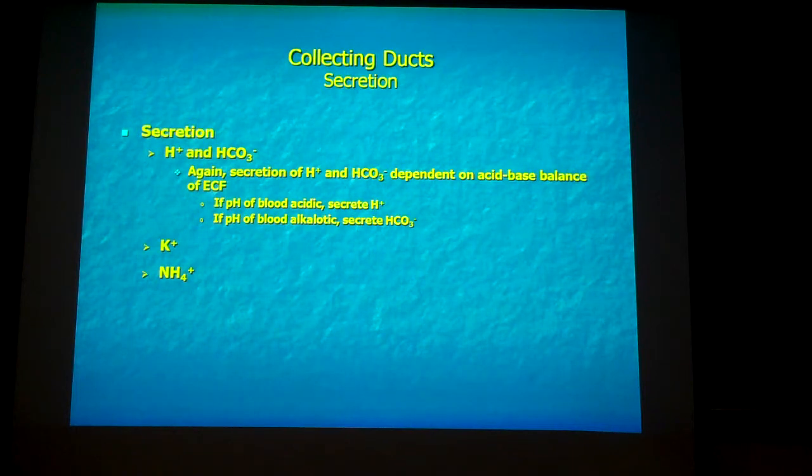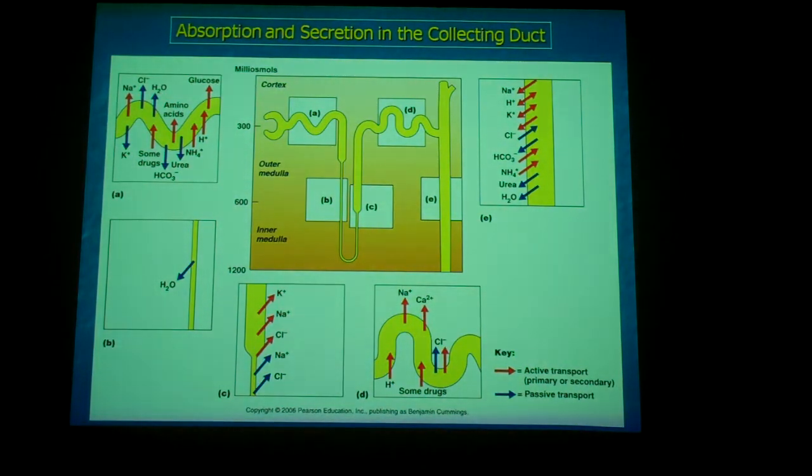All right, secretion. The kidneys, the collecting ducts now not only can reabsorb, but they can secrete. So we said that they can reabsorb hydrogen or bicarbonate depending on the pH of extracellular fluid. They can also secrete hydrogen and bicarbonate depending on the pH of the blood. So either way, all bases covered. It also can secrete potassium and ammonium ion. This is all the stuff that can happen in the collecting duct over here on the far right.